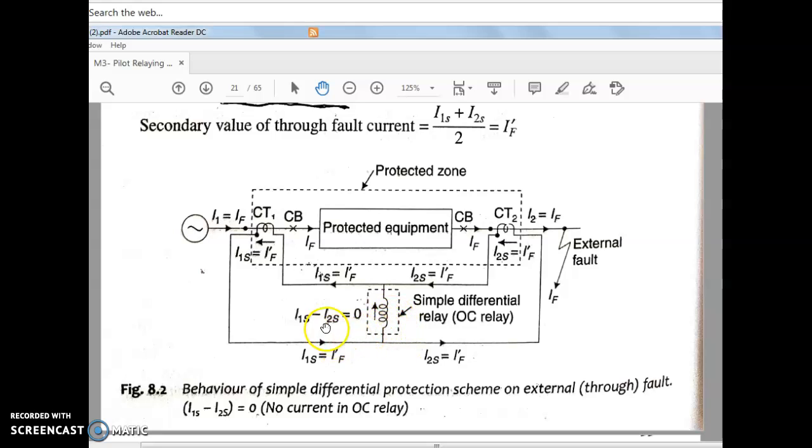But here, I1s, the secondary current here, and this secondary current are both equal. This fault occurs out of the zone. There is no faulty current inside here. That is nothing but the secondary current of this, but here both currents are equal. There is no difference in the current. If there is a difference in these two currents, that should be flowing in the operating coil. Hence, there is no difference in this current. There is no current flowing through the operating coil. This is during the external fault.